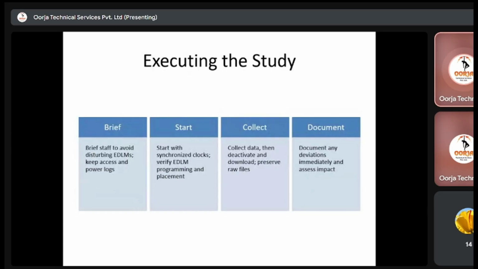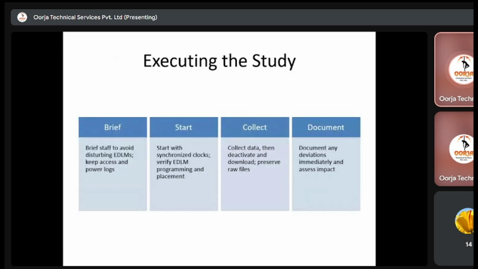First, brief. Communication is key basically. Before you begin, brief all relevant staff who are working in that particular premises that mapping is being done. So you should avoid this: you should not open the door without reason. So we must communicate the requirement to all the concerned persons. Set up logs to track access to the room and any power interruption. So if there is any power interruption, you should record it so that you have sufficient data.